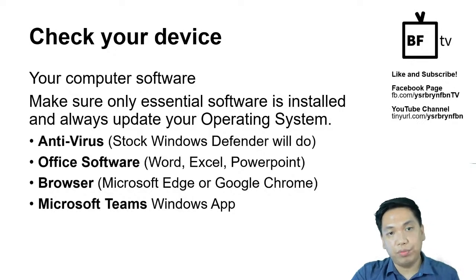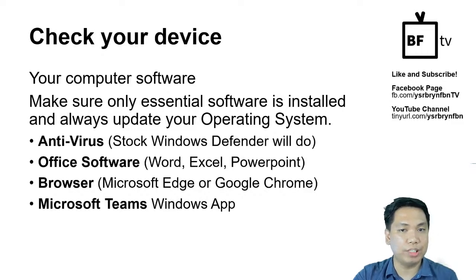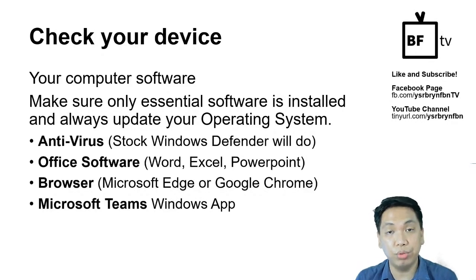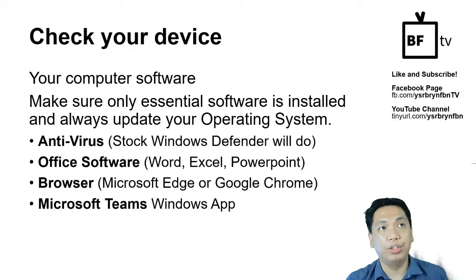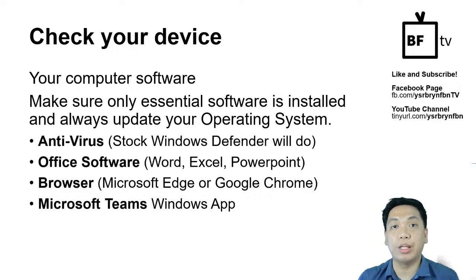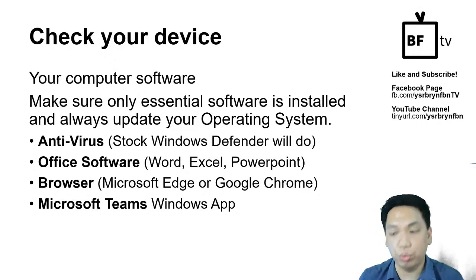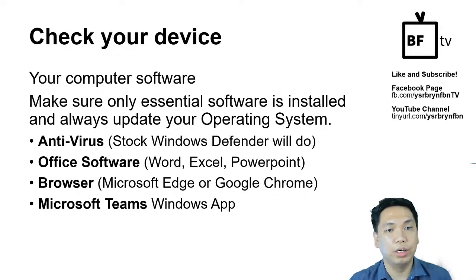So after you check the hardware, you need to check your software. Make sure only essential software is installed and always update your operating system. For Windows 10 users, normally Microsoft automatically updates your software. And you can also set the time when it will update, because sometimes you are working during the day, it will trigger an automatic software update. If you want to get rid of that, you can set that to a later time, like sa madaling araw. If you want to know more about that, you could message me. I'll give the video tutorial.